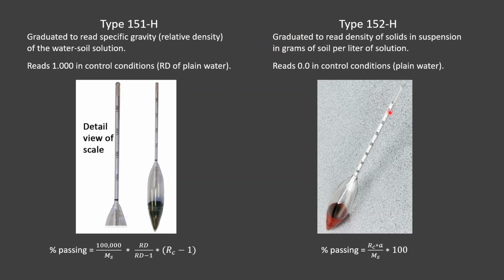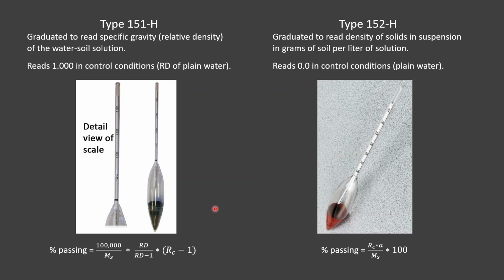So as we add soil particles, the density of our water, in grams per liter, is going to change, and this will float higher, and we'll actually be reading a value down here along the graduated portion.